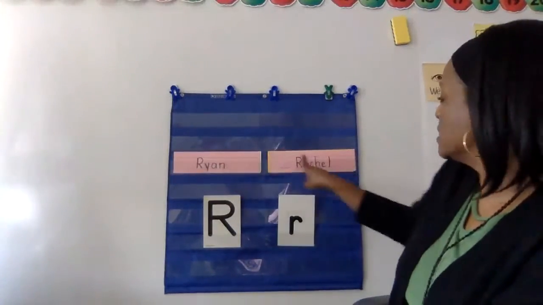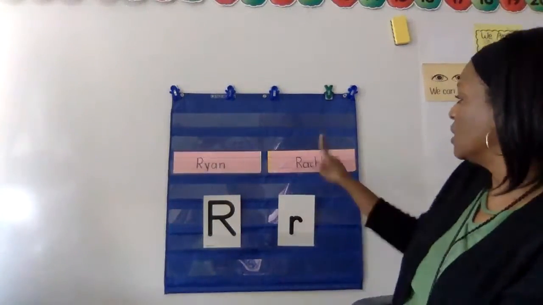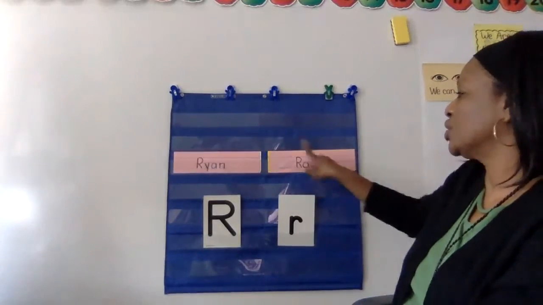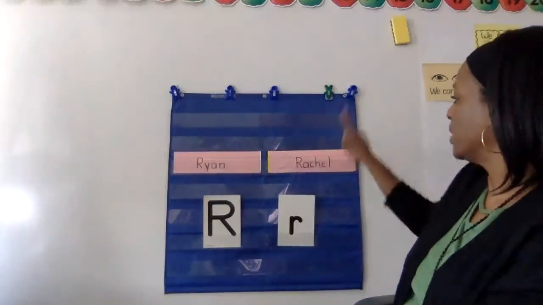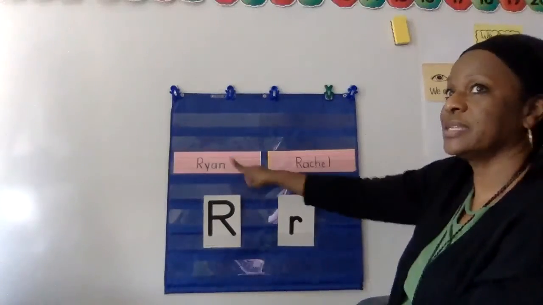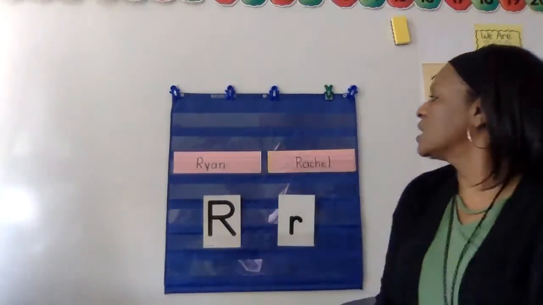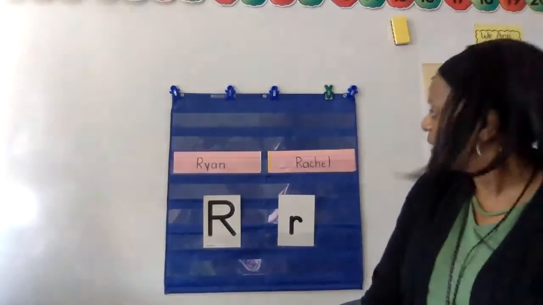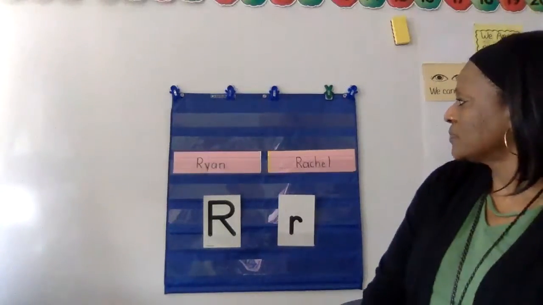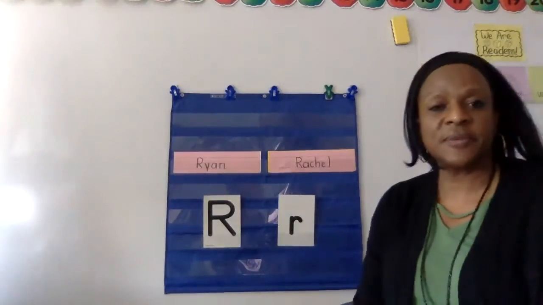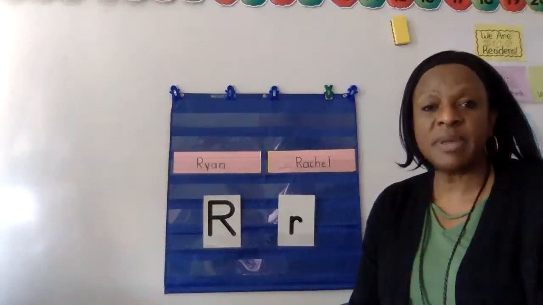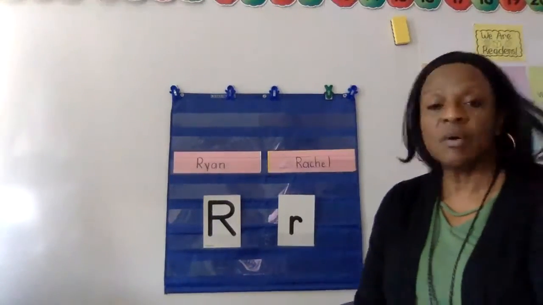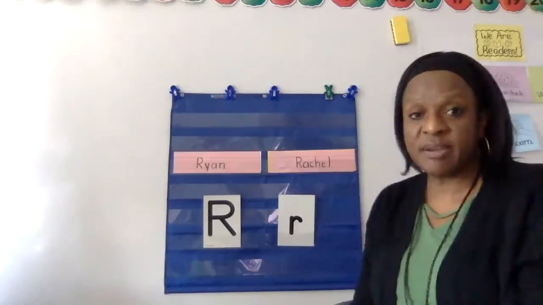Ryan has an N, Rachel doesn't have an N. Rachel has a C, but Ryan doesn't. Rachel has an H, Ryan doesn't. And Rachel has an E, and Ryan's name doesn't. And an L, and Ryan's name doesn't. So they're the same because they begin with the letter R, and they are different because they have different letters. So remember, you can compare two names that begin with the same letter, but they can be different.